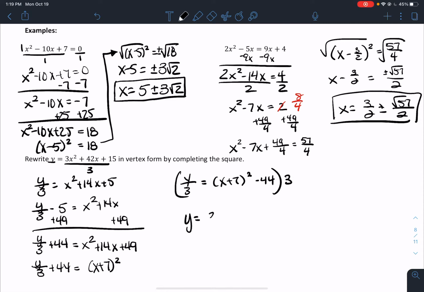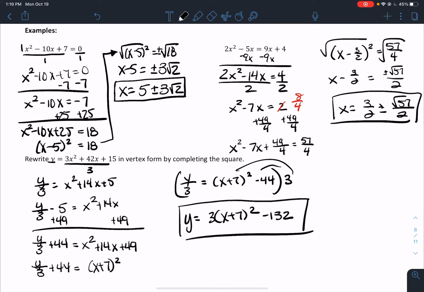So y equals 3 times x plus 7 squared. Remember, we have to distribute. So then it'll be minus 132. And if you wanted to, this vertex should be negative 7 comma negative 132. And you could check using negative b over 2a and see if you got that correct.